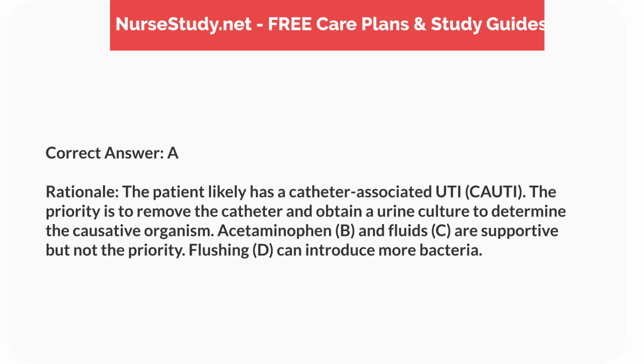Correct answer, A. Rationale: the patient likely has a catheter-associated UTI, CAUTI. The priority is to remove the catheter and obtain a urine culture to determine the causative organism. Acetaminophen, B, and fluids, C, are supportive but not the priority. Flushing, D, can introduce more bacteria.